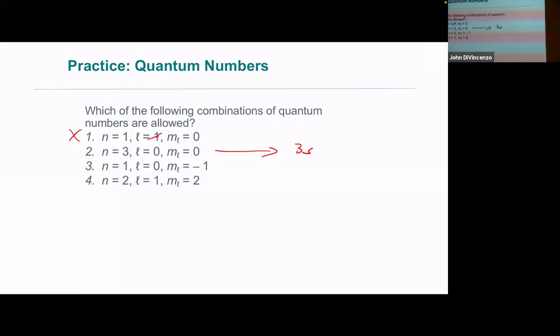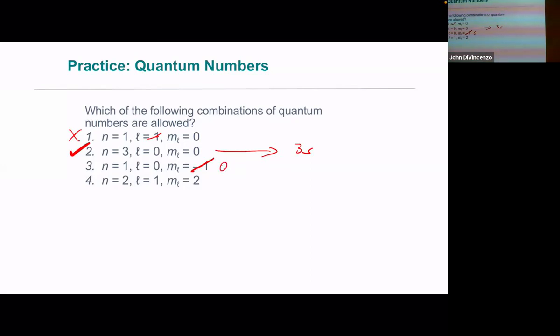How about number 3? Is that allowed? Who said no? Houston again. Anybody other than Houston? She's right. Why? What's wrong with it, Houston? Right. So ML only has values of negative L through 0 to positive L. And if L is 0, the only value of ML allowed is 0.